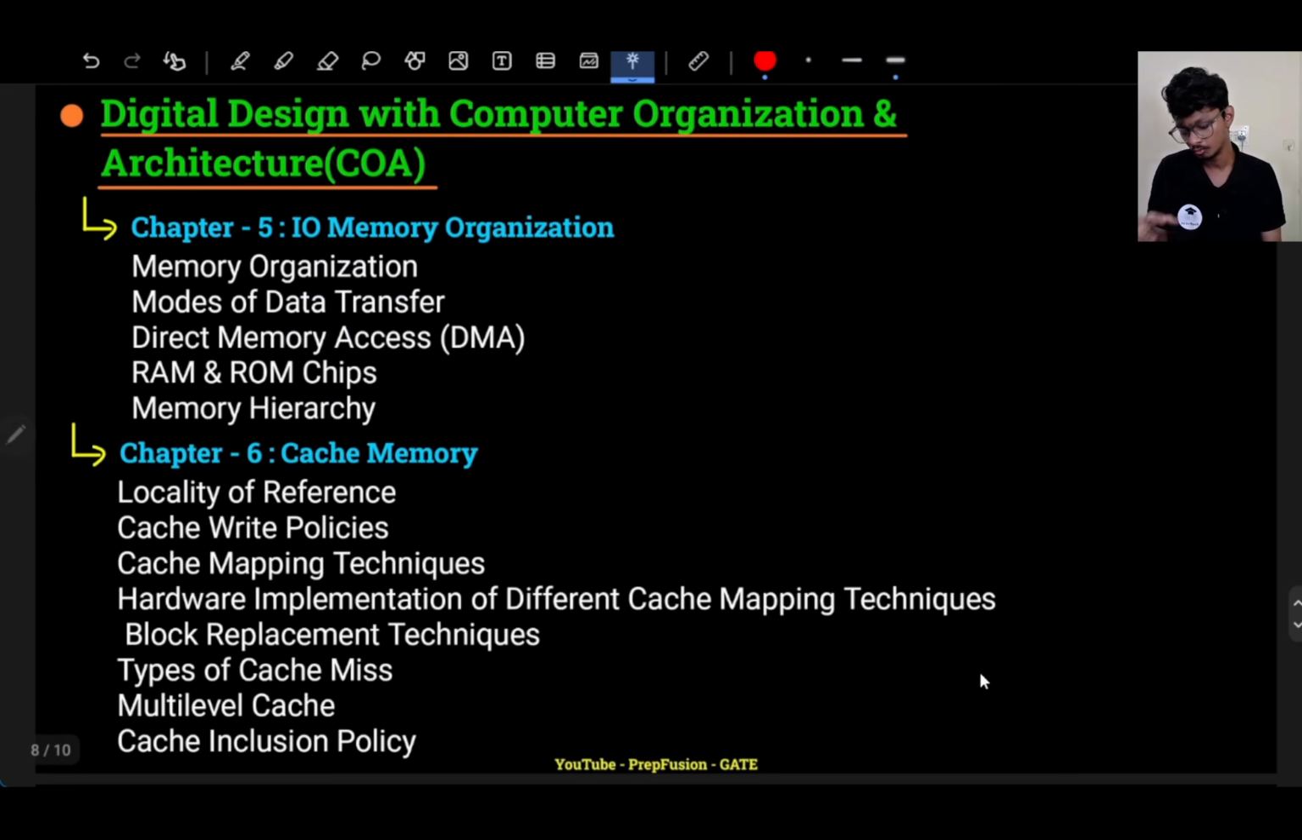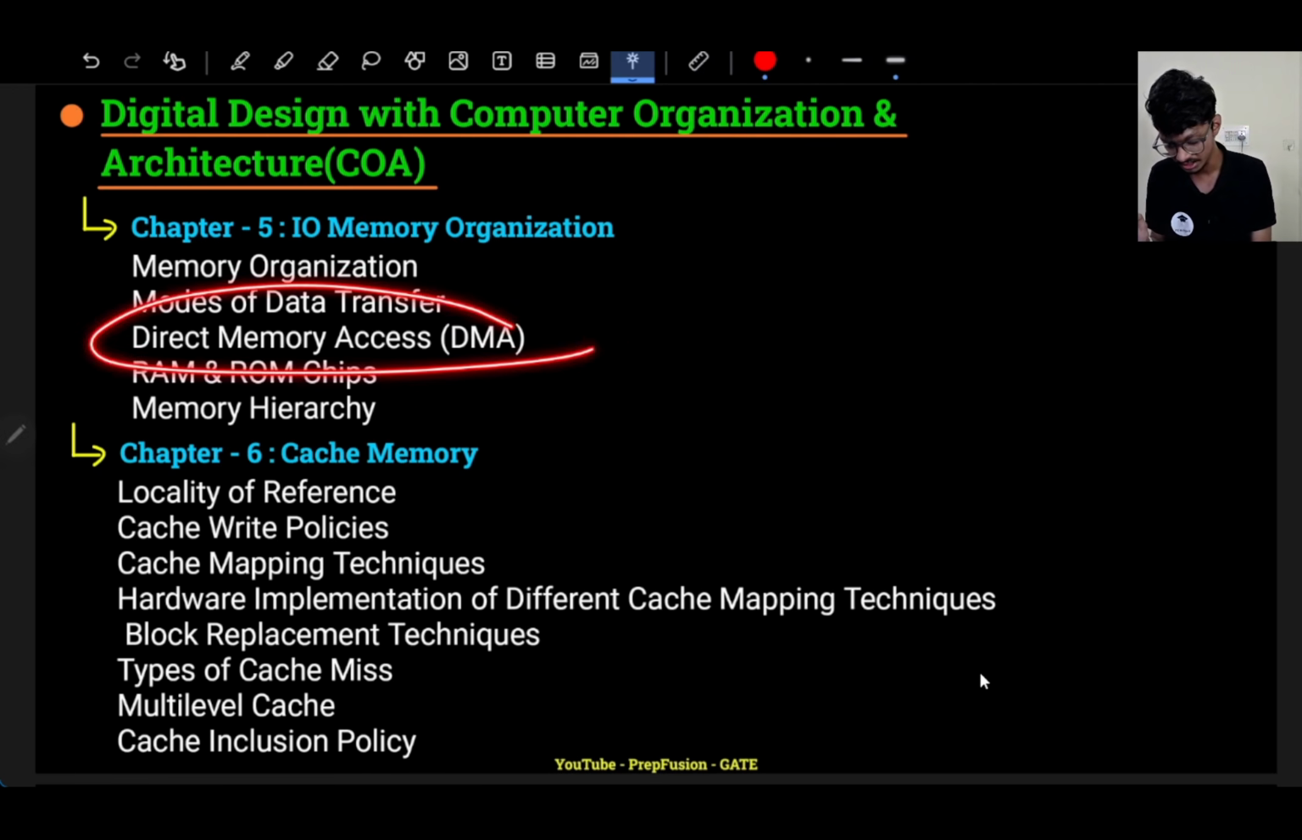In chapter 5, we have learned about IO and memory organization. What are the modes of data transfer? If you have an input output device, let's say a printer, how will the printer communicate with the computer? Those things we have discussed in memory organization, how modes of data transfer happen. Then what is DMA? DMA is direct memory access. Without the interruption of the CPU, the printer can directly communicate with the memory. Because the CPU is a very busy person, we don't want to always interrupt the CPU, we want to continue the data transfer without the involvement of the CPU. For those kinds of things DMA is used.